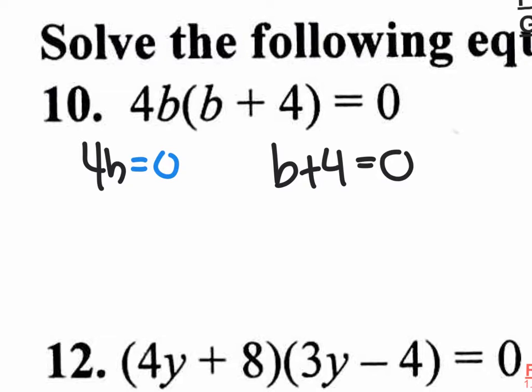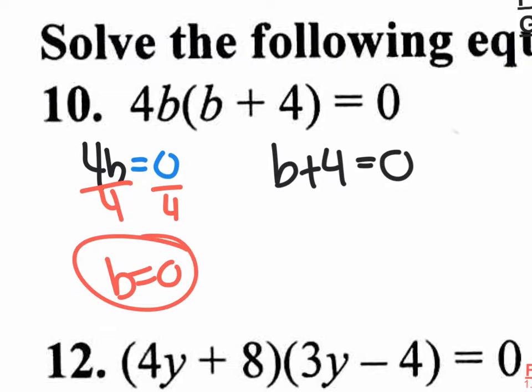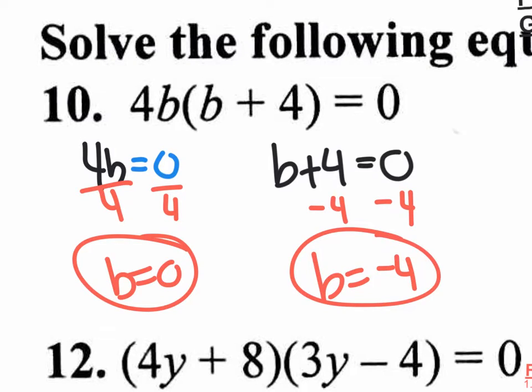Now, why is it that easy? Because it's already in factored form. So it would be ridiculous for you to distribute. Don't do that. It's already in factored form. All you're doing is splitting it. So 4b equals 0. If you divide by 4 and divide by 4, b still equals 0. That's one answer. Over here, subtract 4, b equals negative 4. That's another answer. So you actually have two answers for number 10. This is applying the zero product property.